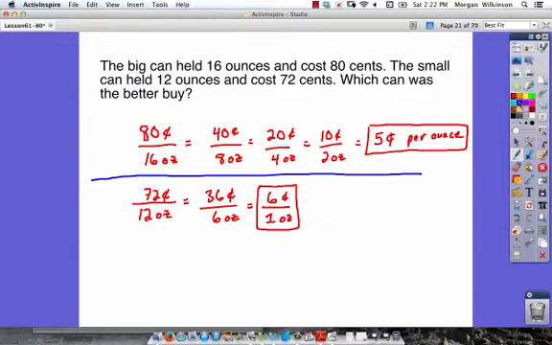So which one is the better buy? Well, the better buy costs less per ounce. So 5 cents per ounce, that's the better buy. So if we wanted to write it out, the big can, that's our better buy. And we know that the big can is the better buy because we worked through the problem, we simplified our ratios, the price per ounce. We did it for both of them to find that the big can was 5 cents per ounce and the little can was 6 cents per ounce.